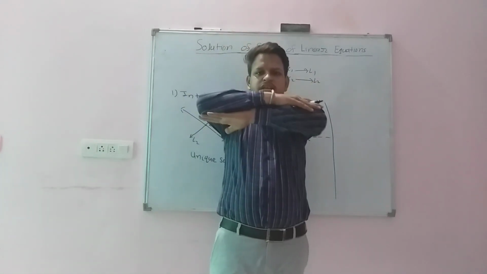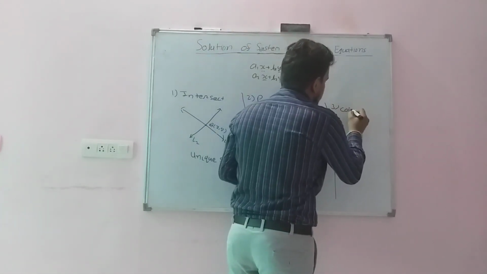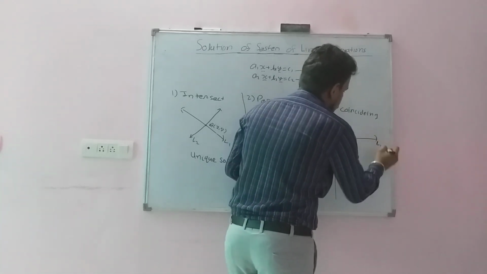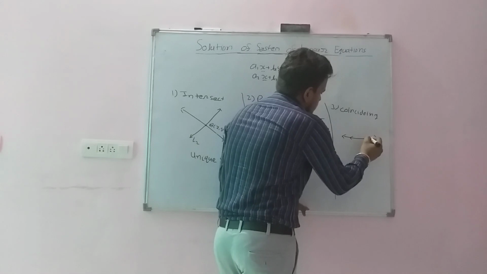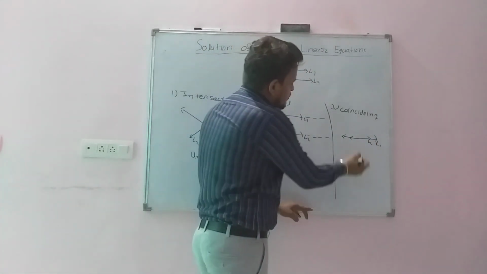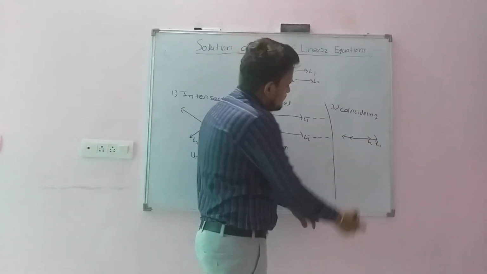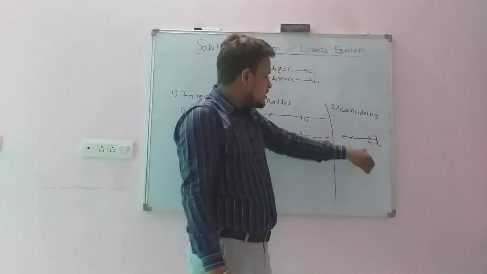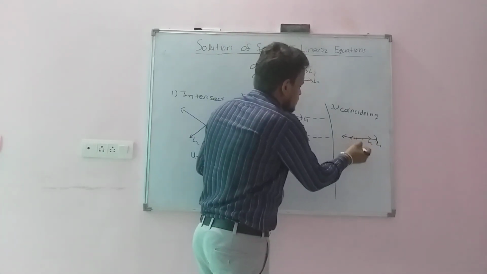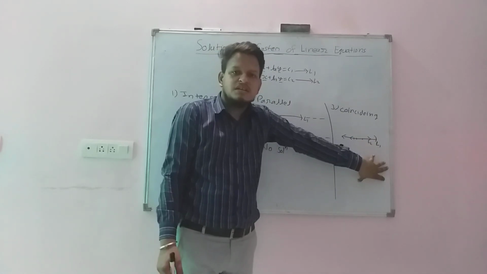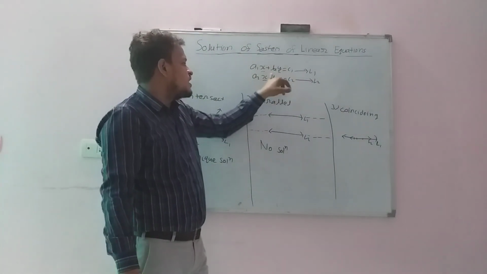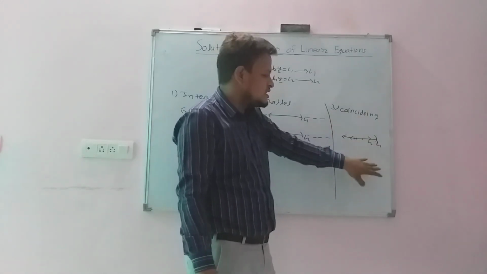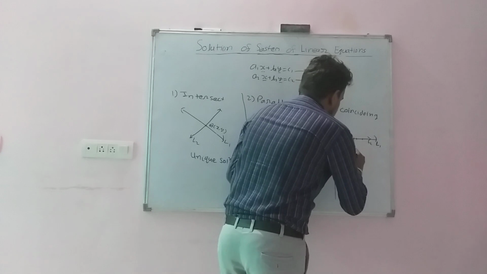Okay, now we get the third case. What is the third case? When the lines are coinciding with each other. Suppose this is line L1 and this is line L2. If we take a point here, this point will satisfy both the lines. If we take a point here, this will also satisfy both the lines. If we take a point here, this will also satisfy both the lines. So here we can see that we are getting infinitely many points which satisfy both lines L1 and L2 simultaneously. It means we are getting infinitely many values of x and y which satisfy both lines L1 and L2 simultaneously. So from this we can conclude that when the lines are coinciding with each other, we are getting infinite solutions.